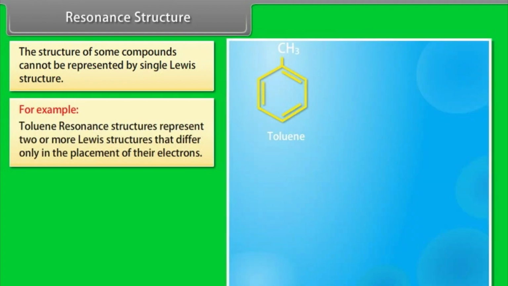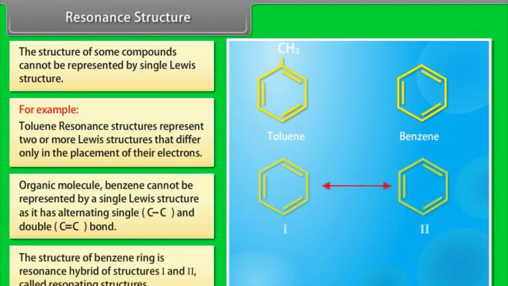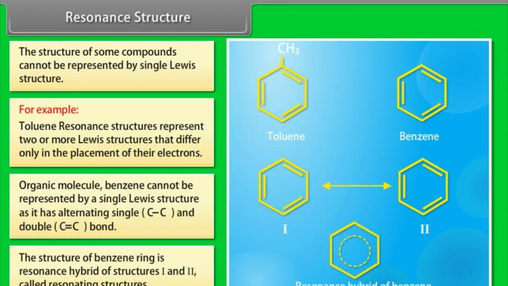Resonance structure. The structure of some compounds cannot be represented by a single Lewis structure, for example, toluene. Resonance structures represent two or more Lewis structures that differ only in the placement of their electrons. The organic molecule benzene cannot be represented by a single Lewis structure as it has alternating single and double bonds. The structure of the benzene ring is a resonance hybrid of structures first and second, called resonating structures.